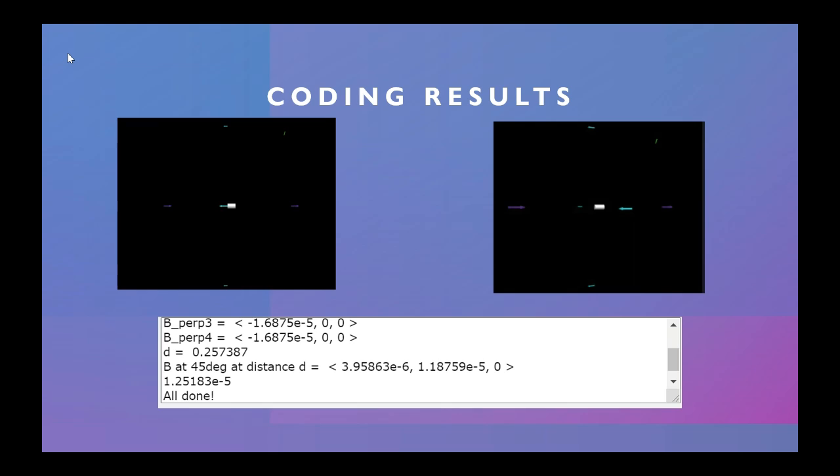As you can see, the distance found is 0.257 meters, and the magnetic field at 45 degrees at distance d is 3.95 e to the negative 6 in the x direction, 1.19 e to the negative 5 in the y direction, and the value 1.25183 e to the negative 5 is the magnitude of b.